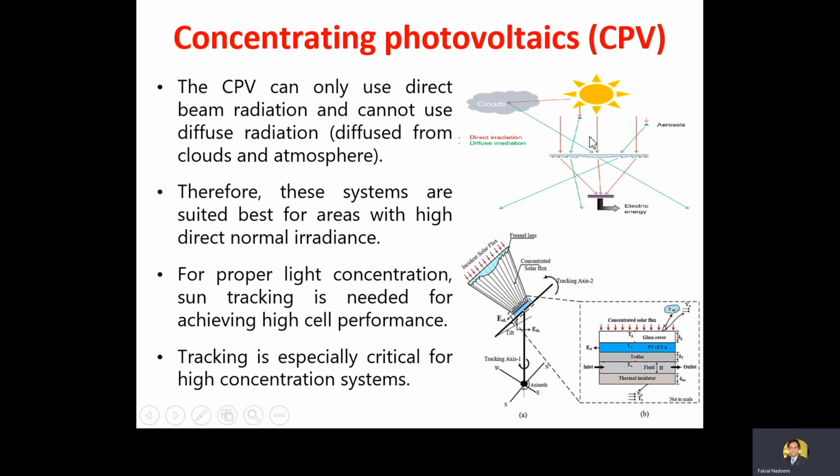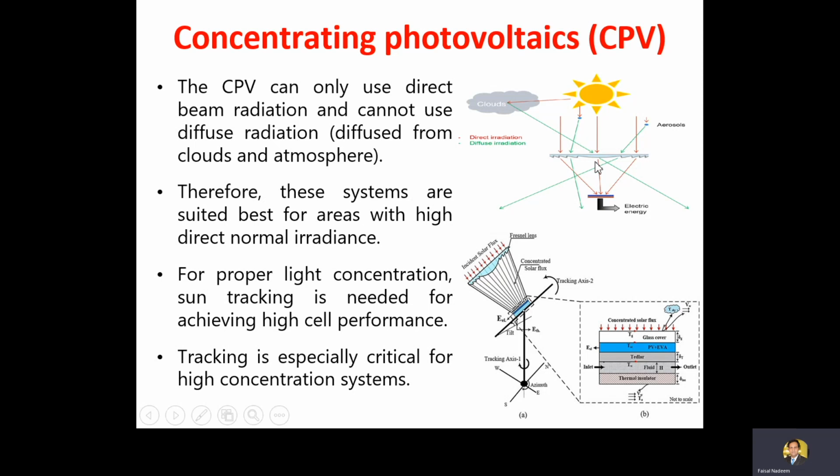So for the usage of concentrated PV, CPV, we must have a high amount, or good intensity, of direct irradiation beams, because diffuse irradiation beams cannot be concentrated or converged on the solar cell. Therefore, these systems are best suited for areas which have high direct normal irradiance. For proper light concentration, sun tracking is needed for achieving high cell performance.